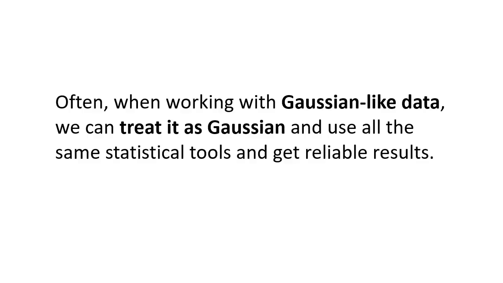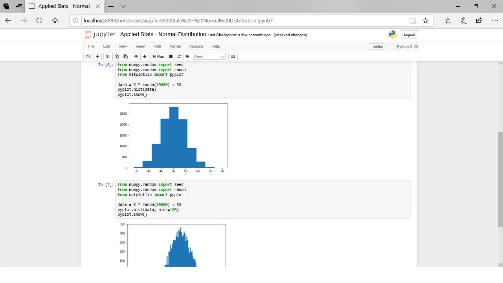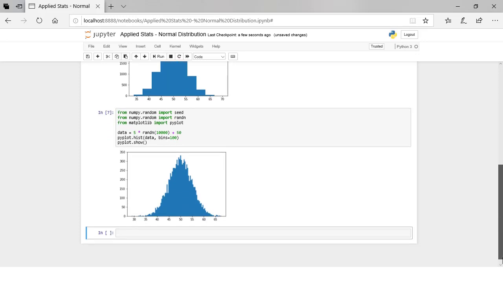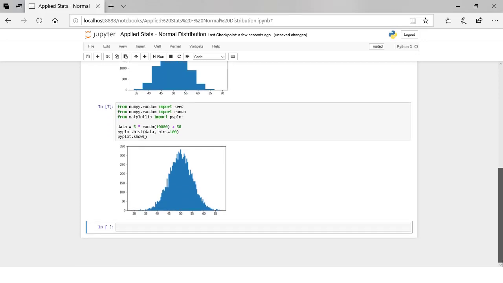Often, when we're working with Gaussian-like data, we can treat it as Gaussian and then use all the same statistical tools and get reliable results. In the case of this dataset, you don't have enough data, and the plot's blocky because the plotting function chooses an arbitrary size bucket for splitting up the data. You can choose a different, more granular way to split the data and better expose the underlying Gaussian distribution.